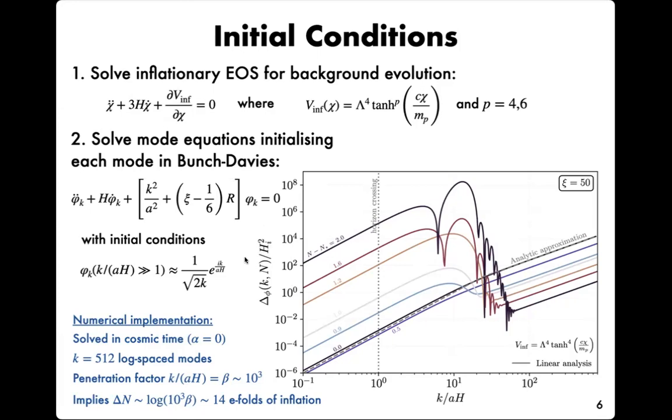The main point of this figure is just to show you what the spectrum looks like when you finish inflation, and how it grows. Of course, these tails at large k are fictitious. This is just an artifact of how you initialize things in Bunch-Davies. So you need to subtract that to get the physical result.